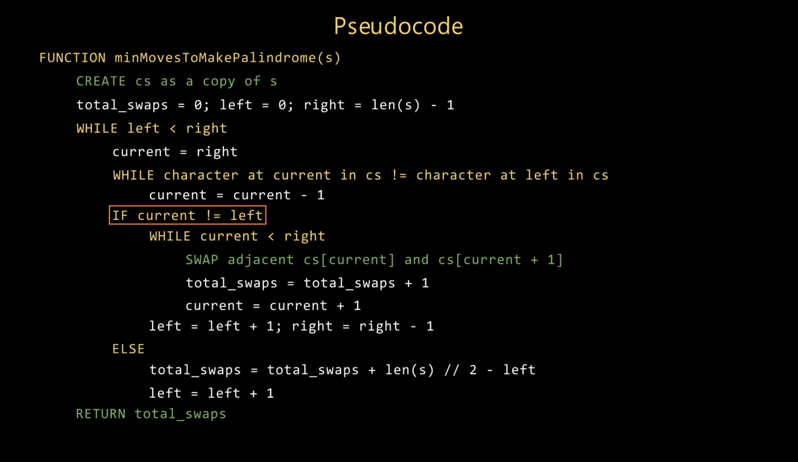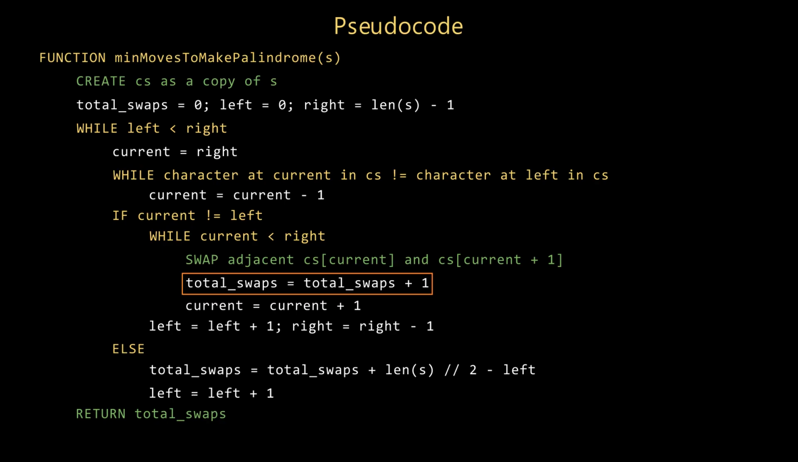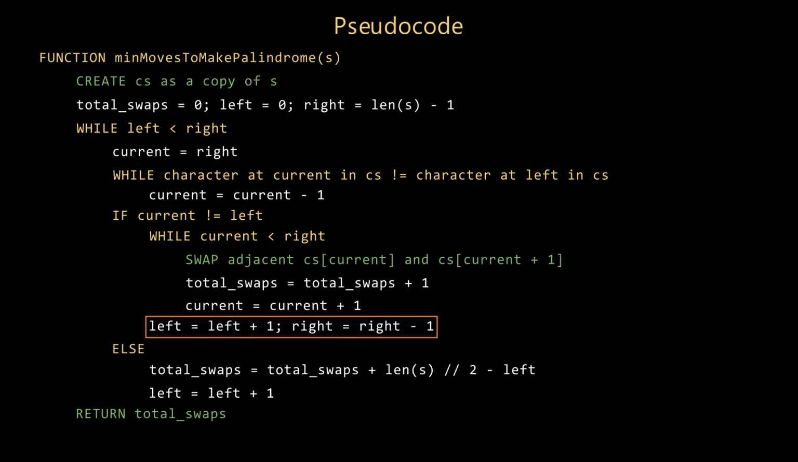If a real twin was found, not a center collision, bubble that partner outward with adjacent swaps. Exchange the pair at current and current plus 1. Add 1 to the swap counter for each exchange. Advance current 1 step right after each swap. Contract both pointer boundaries inward.